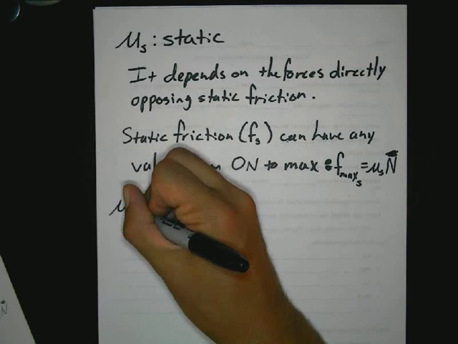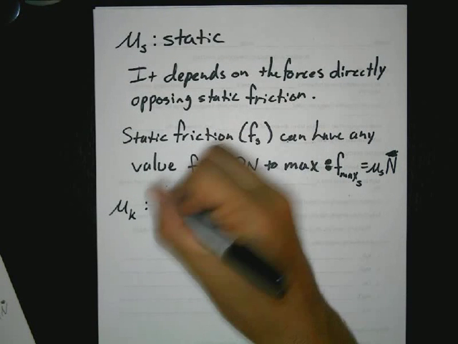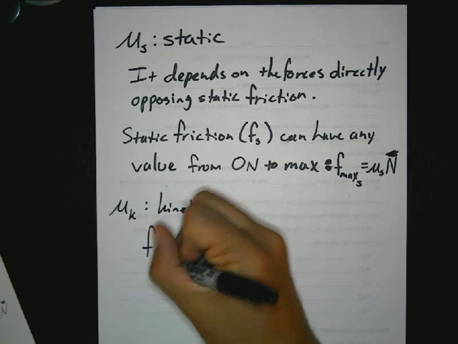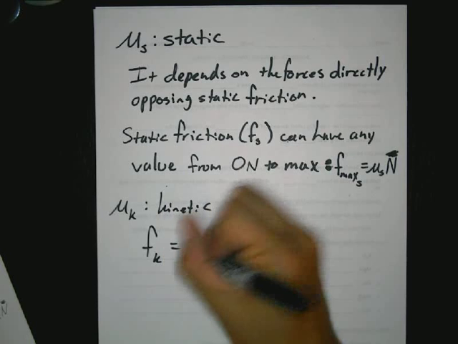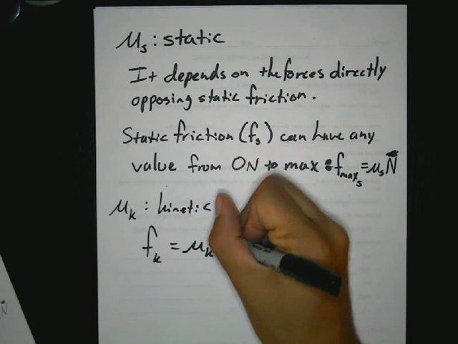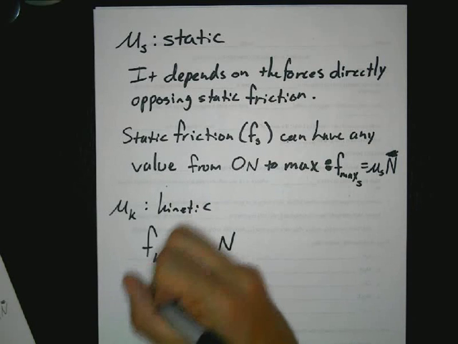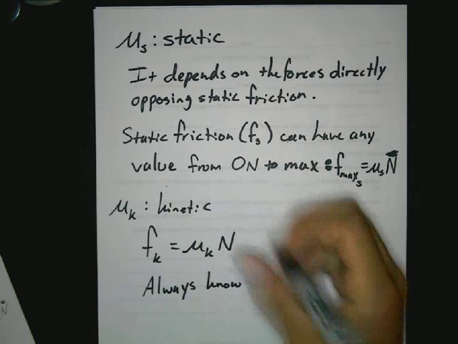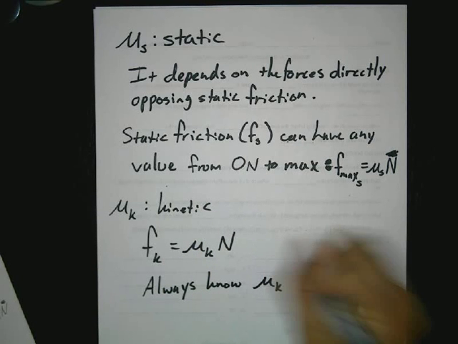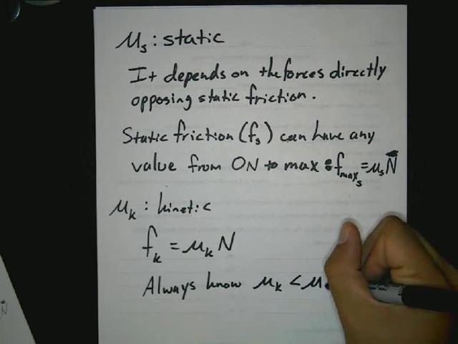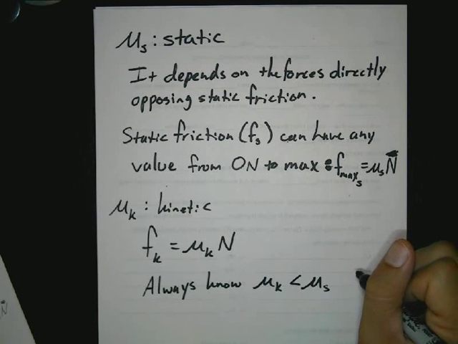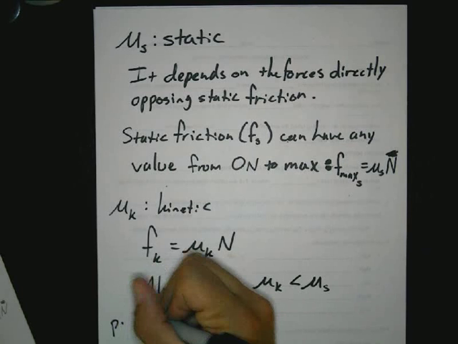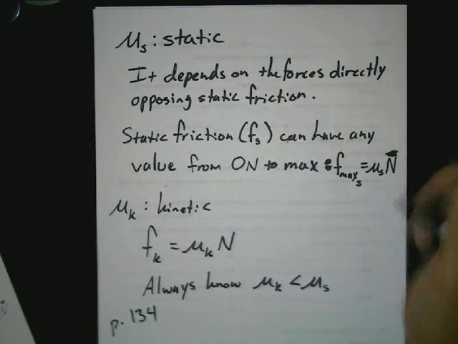The next type is kinetic. And we calculate this kinetic friction by mu k N. Always know that mu k is less than mu s. And you can see how this plays out in the graph on page 134. I'll recreate it here.